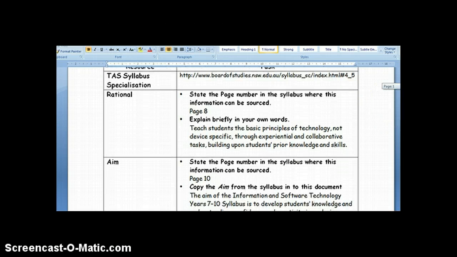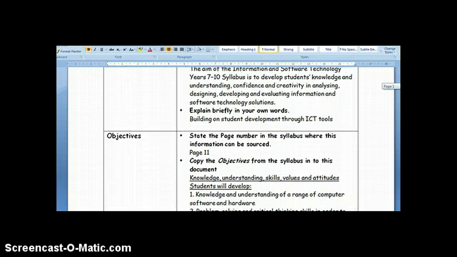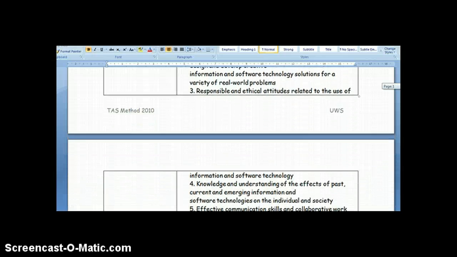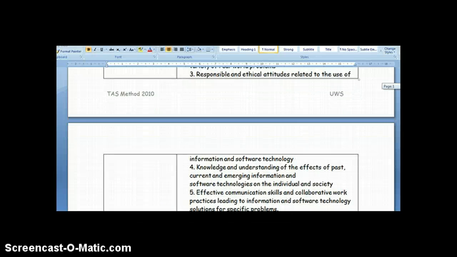Completing this activity allowed me to work in groups to get to know my fellow class peers and also allowed me to become familiar with the syllabus. We were then required to complete the same activity for Tech Mandatory. Having already completed the task in class became my scaffold for completing the task individually.